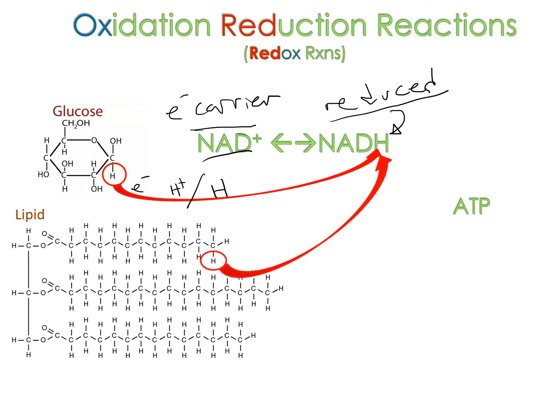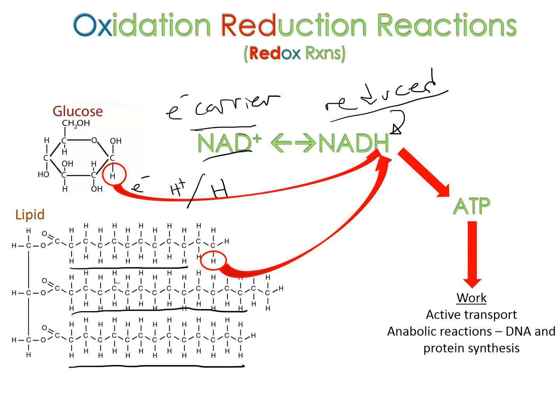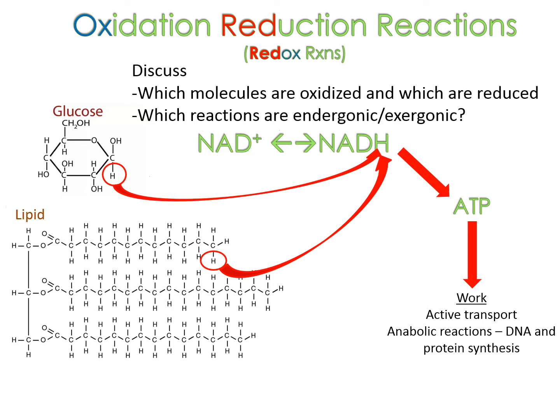Lipids have a ton of hydrogen carbon bonds, which is why they are so energy dense. They can donate lots of electron hydrogen pairs to NAD+, which will carry them through a series of reactions producing ATP. ATP can then be used to do work. That is why we say fats have a tremendous amount of energy. All those hydrogen carbon bonds can easily be broken, and they are high energy and are used to make ATP. Use that for active transport, anabolic reactions, DNA, protein synthesis.